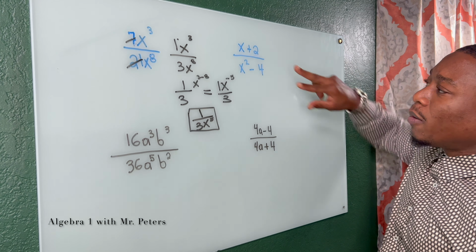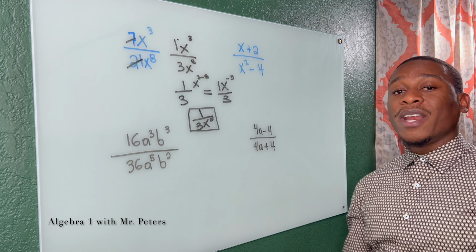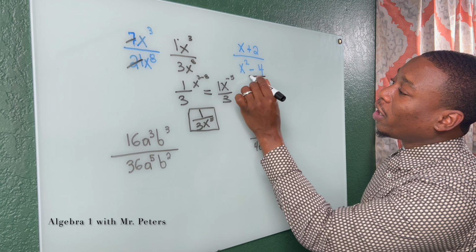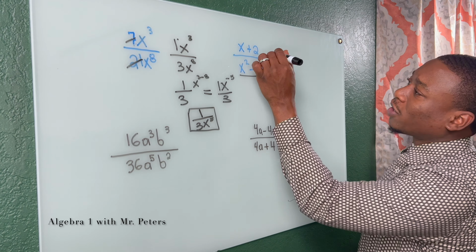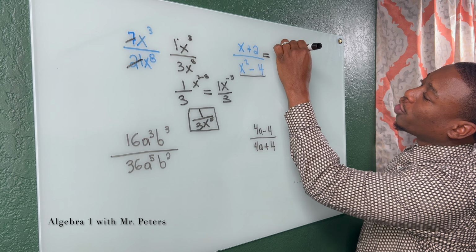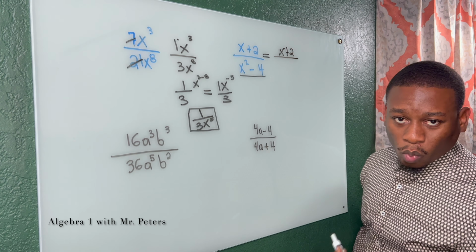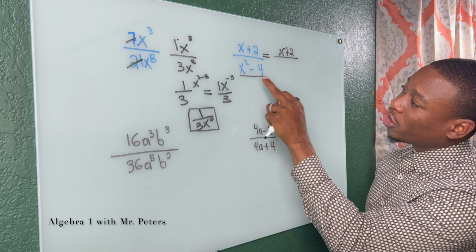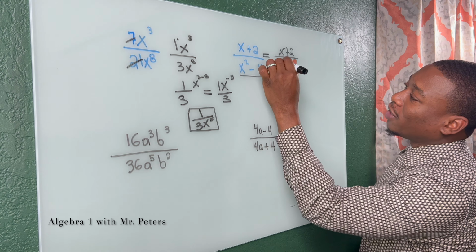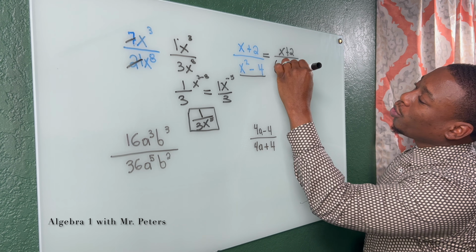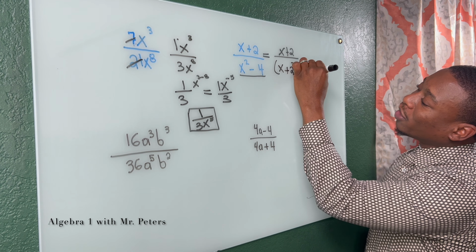Now, this second example, we're focusing on binomials, and specifically right here, we have the difference of squares. So the top part is going to stay the same, x plus 2. And on the bottom, we know the square root of x squared is x, square root of 4 is 2. We're going to rewrite it and just change the signs. So we should have x plus 2 times x minus 2.